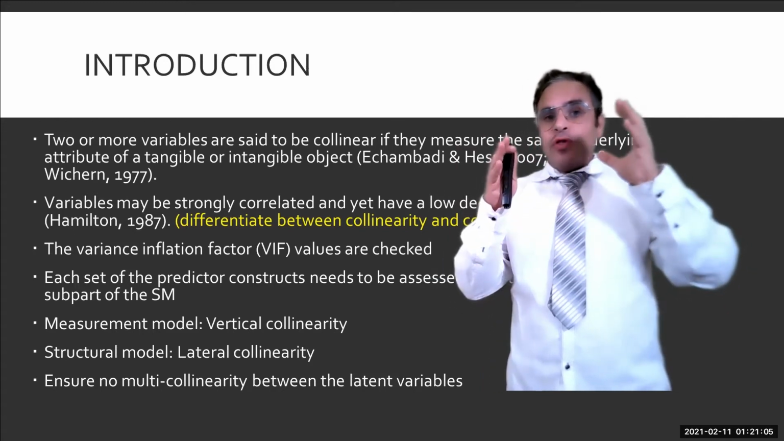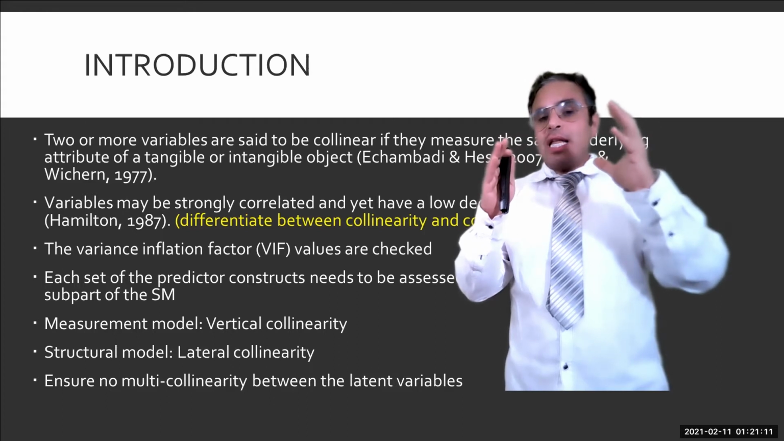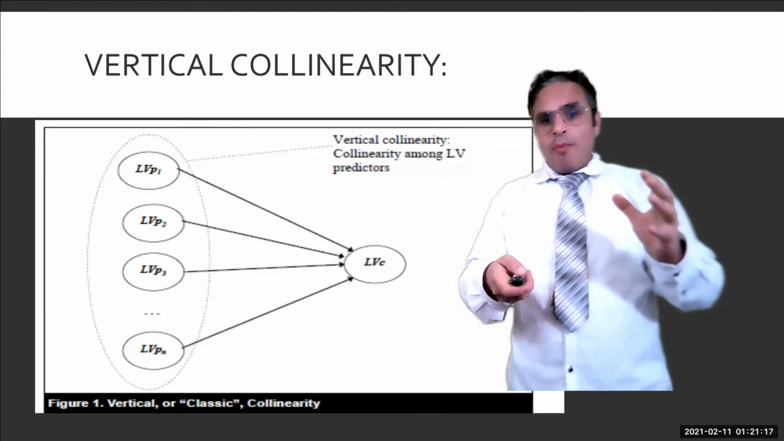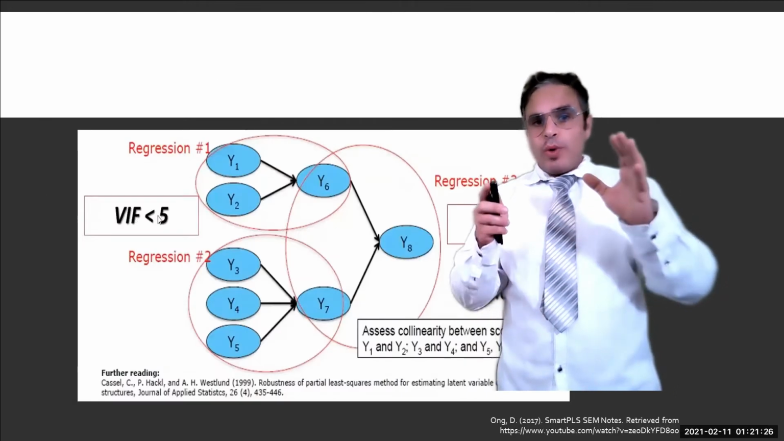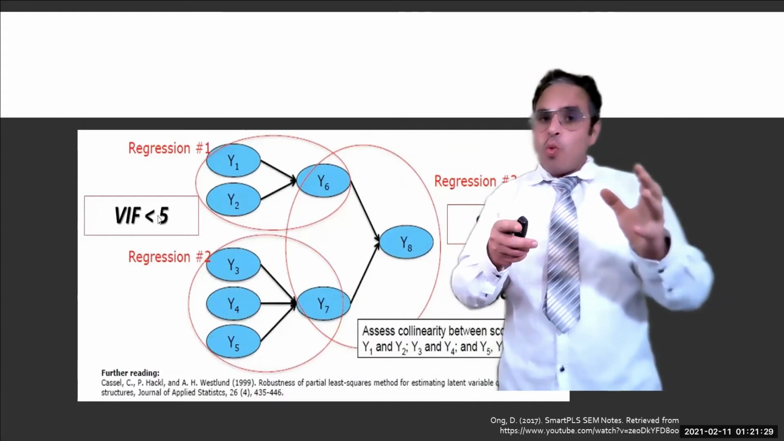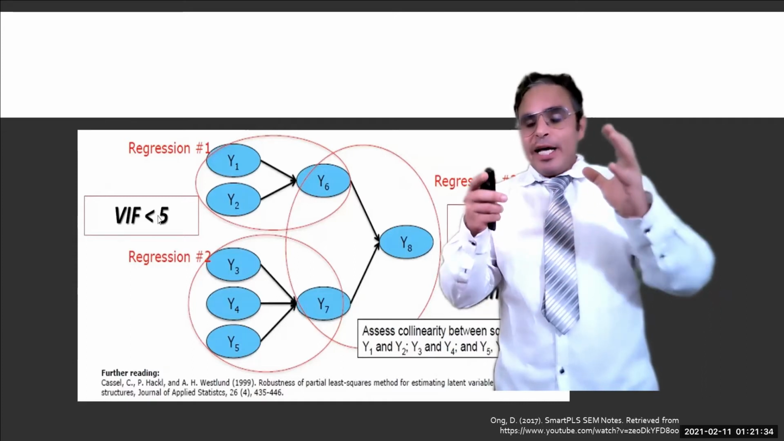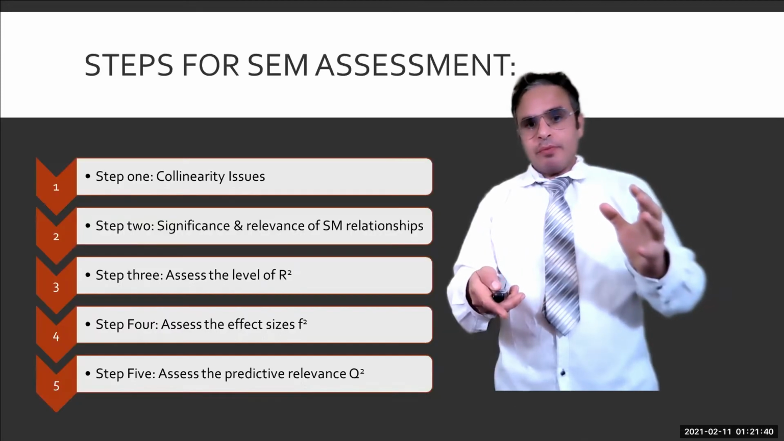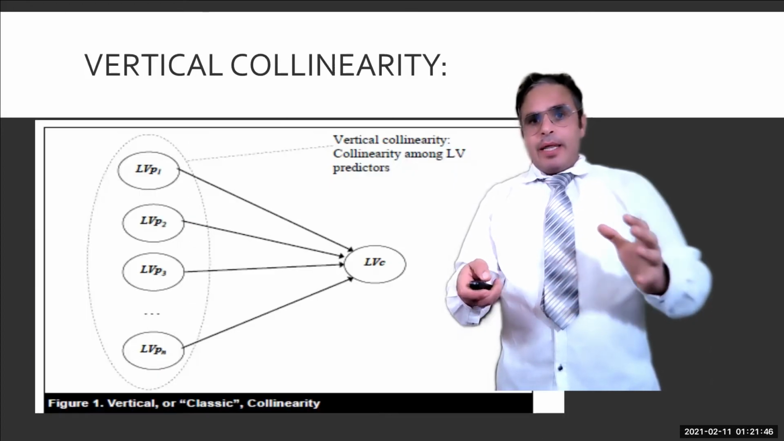Each set of the predictor constructs needs to be assessed. Here, if we go back to the prior slide, we have to check the relationship between Y1 and Y6, and also Y2 and Y6. We take each variable separately, each predictor separately.